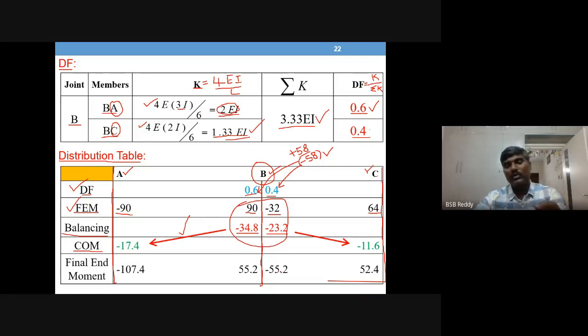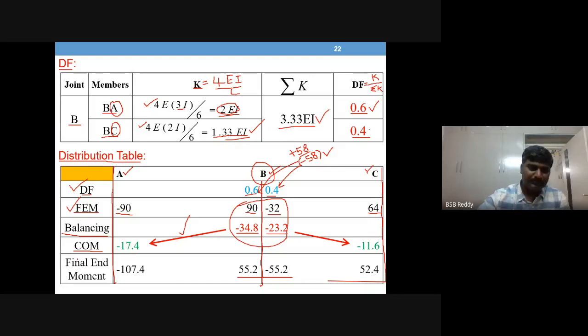So you don't have one more trial. What is the reason? You have only one joint, and nothing is carried from the other ends to B that would disturb the balance of B. Nothing comes from A and nothing comes from C because they are not joints. B is the only joint, so moment will not come from A to B or from C to B. That's why you can stop this process.